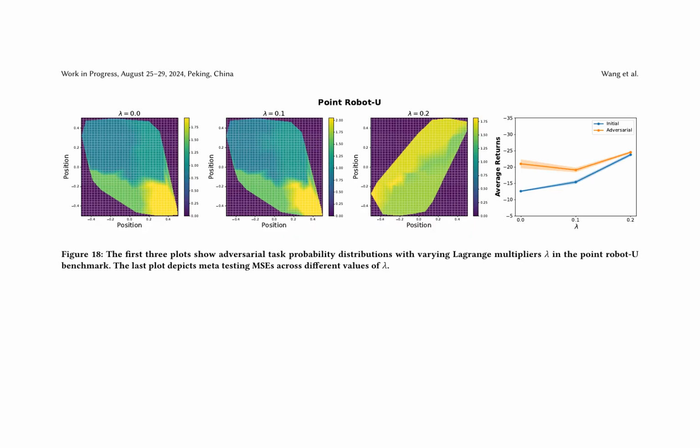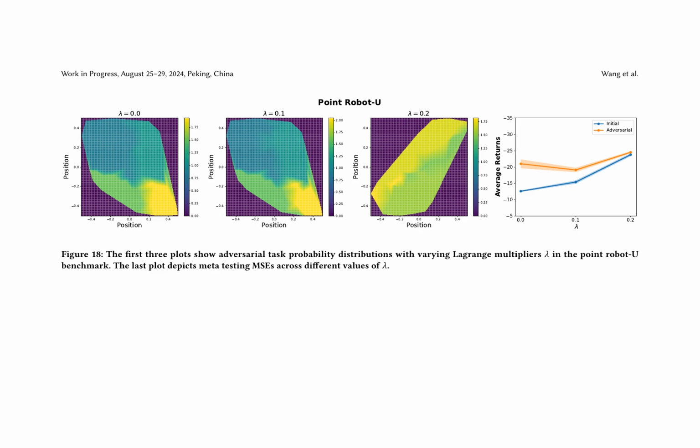In the context of the point robot U benchmark, figure 18 illustrates adversarial task probability distributions and meta-testing mean squared errors, MSEs, with varying values of the Lagrange multiplier, lambda. The first three plots demonstrate the impact of different lambda values on the task probability distributions, highlighting shifts in task probabilities as lambda increases. This is crucial for understanding how changes in the Lagrange multiplier affect the adversarial task distribution and, consequently, the performance of the robot in the benchmark.